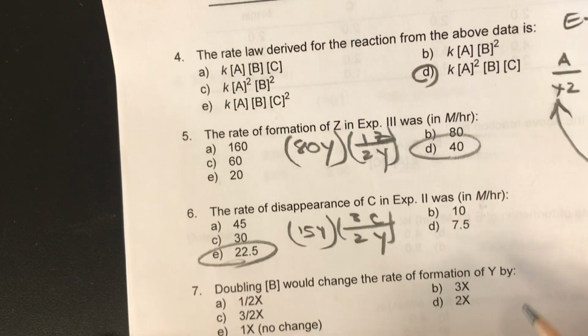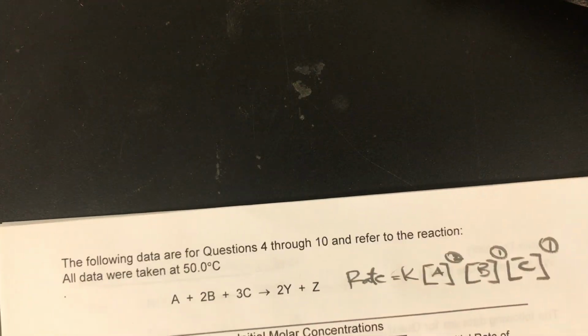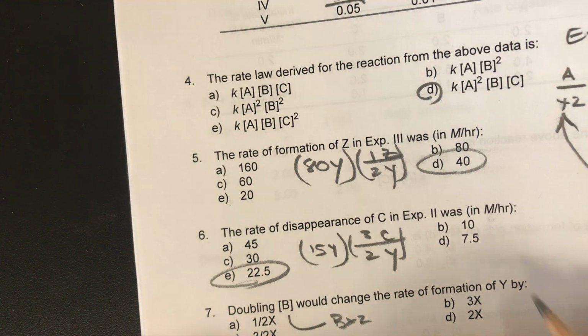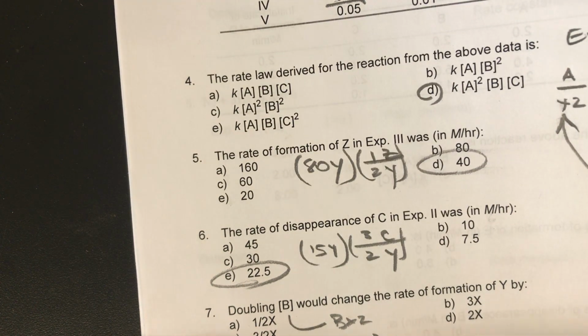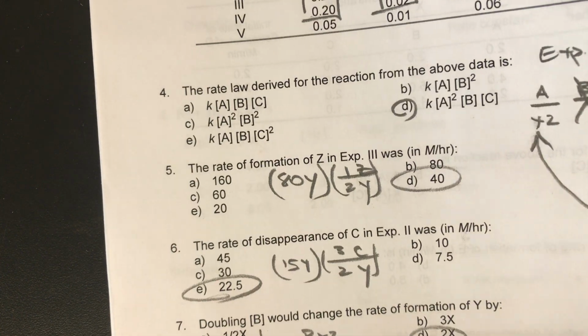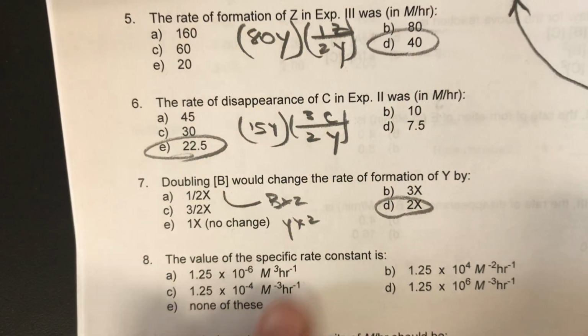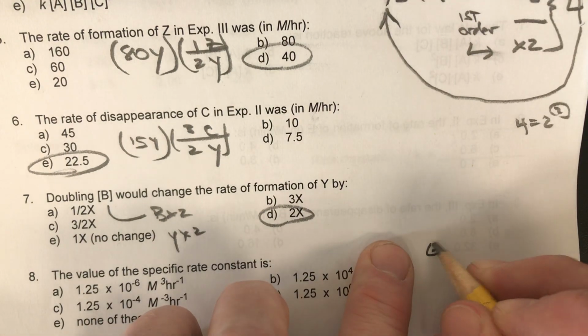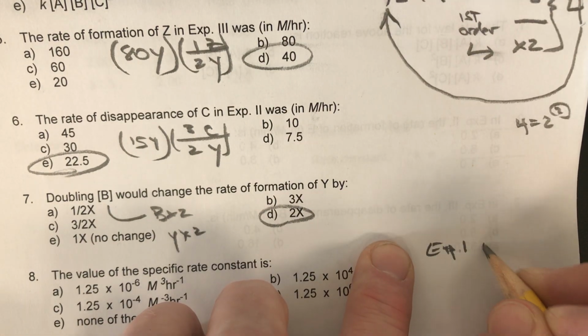Doubling B. Well, B was first order. So, if B goes times 2, Y, what you measured, should also go times 2. That's what a first order thing does. Solve it for the rate law constant. So I'm going to take the data from experiment 1. You could choose any of them.